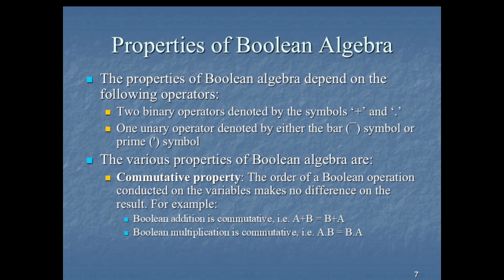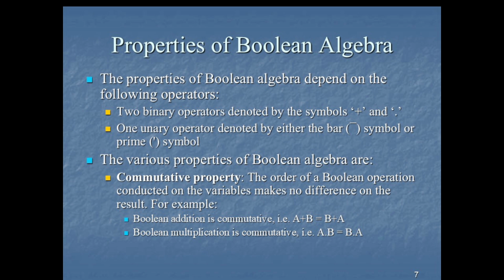We can have various laws or properties associated with Boolean algebra. One is the commutative property. It represents that Boolean addition is commutative, that is, A plus B is equal to B plus A. Similarly, Boolean multiplication is also commutative, A dot B is equal to B dot A. The order of Boolean operations conducted on the variables makes no difference to the result.